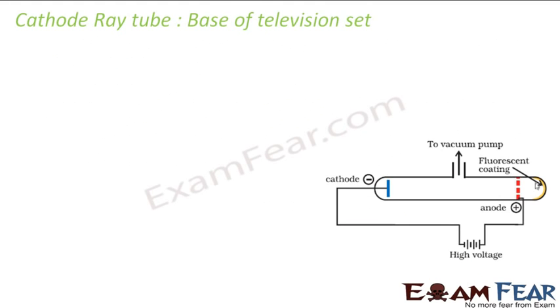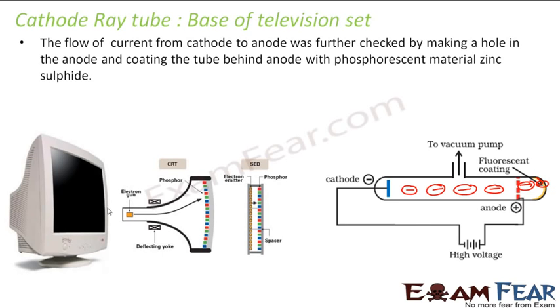What they did is coat this with a fluorescent coating. With this, if an electron comes here, it will hit this. The moment it hits, it will blink, it will sparkle, and then they can tell that there is something called an electron. And the same thing is used in the television set.